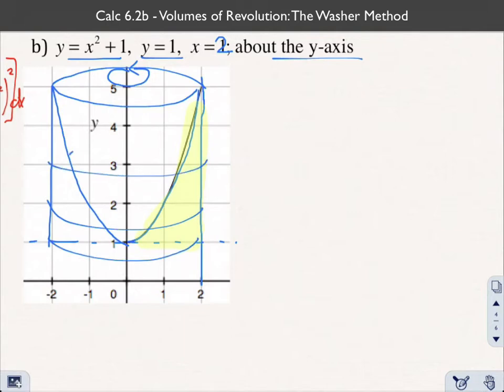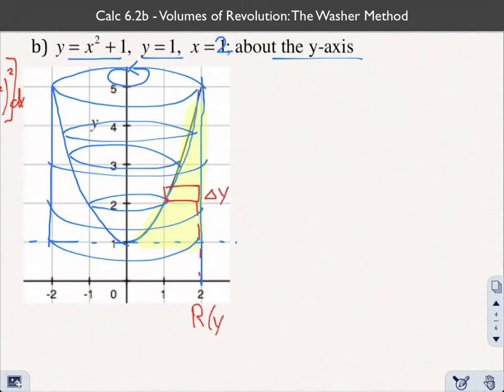And then we would have an open, hollow center here, just like that. Okay, so looking at this, our representative rectangle now would be horizontal. And what that tells me is that the width of the rectangle is delta y, and I'm going to need to find capital R of y and then lowercase r of y.